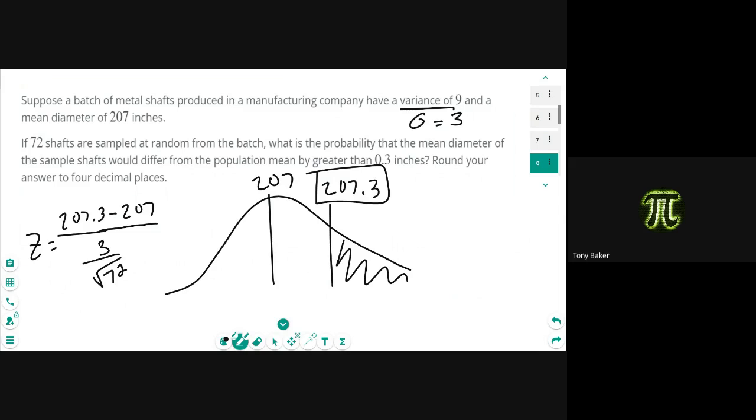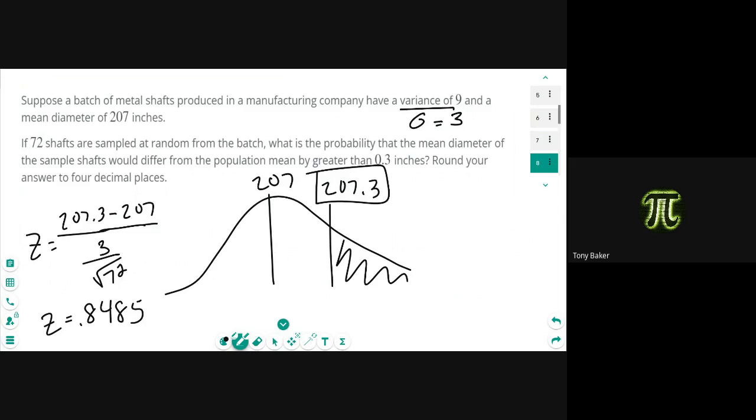This will be chapter 8. This is chapter 9. So Z equals 0.8485. So that's my Z. So now I look at my table.